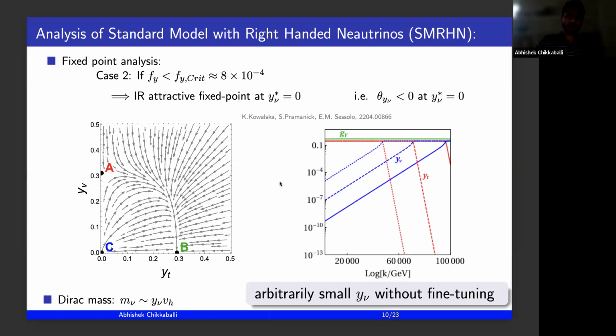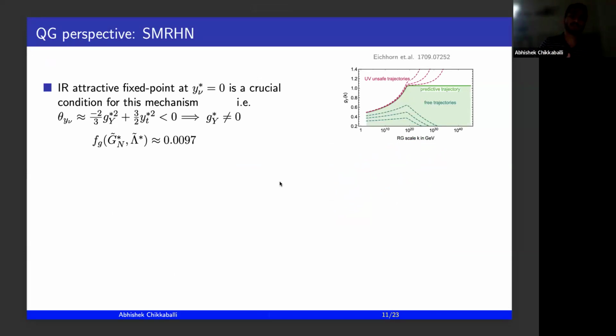Now we can ask how viable this kind of mechanism is from the perspective of asymptotically safe gravity. Note that a crucial condition for this mechanism to work is an IR attractive fixed point at 0 for this neutrino Yukawa coupling. This means that the critical exponent of this Yukawa coupling should be negative. Doing some simple calculation from the beta function that I showed earlier, we find that this is only possible when the fixed point of the hypercharge coupling is also non-zero, which means there is one particular value for the gravitational correction parameter Fg which can fulfill this condition.